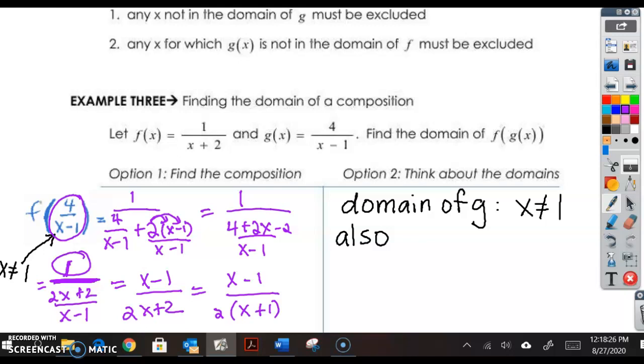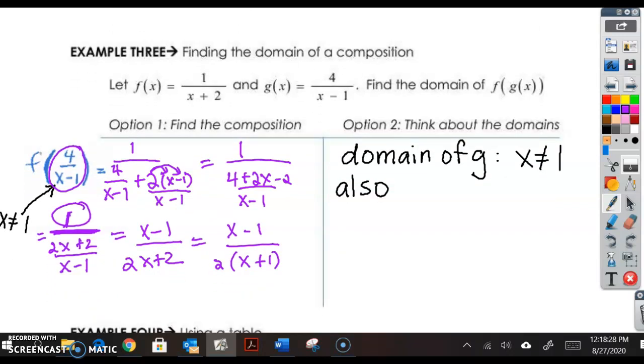Our denominator in our f of g of x, I mean, there's no way it's going to be equal to 0 when x is negative 1. So we've got two values here. We can't input a 1 into our g of x, that's our input. And we also can't have, in our f of g of x, our x value equal negative 1. So those are the two, anything else is going to work.